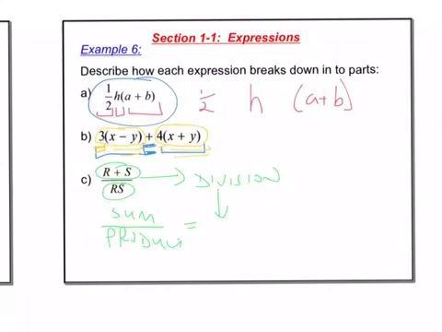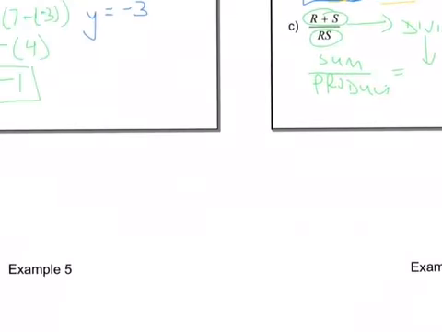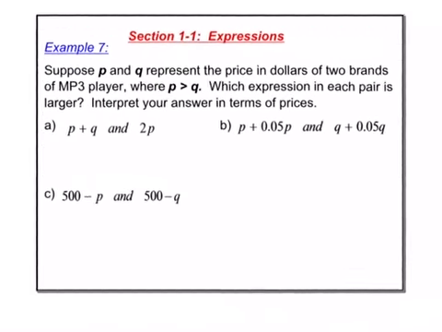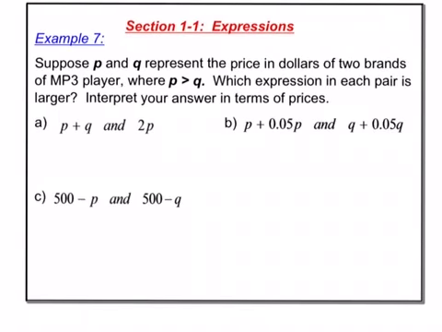Okay, so now if we look at some real-world examples here, and this book does a great job giving you real-life situations where you'll see comparison of expressions. It says, suppose P and Q represent the price in dollars of 2 brands of an MP3 player. All right? So where P is greater than Q. So of the two prices, we know P is greater than Q. Which expression in each pair is larger? Interpret your answer in terms of prices. So here we have P plus Q.